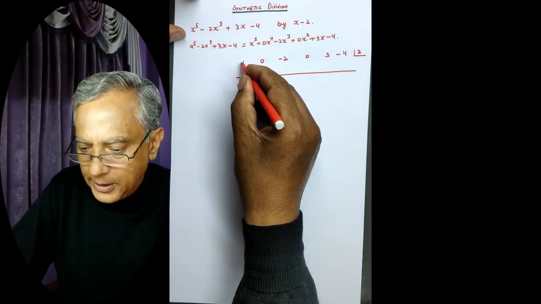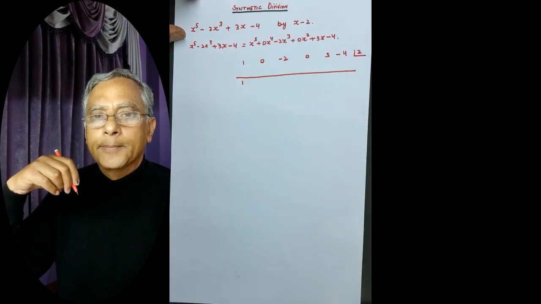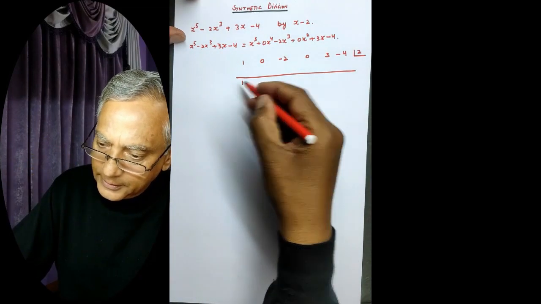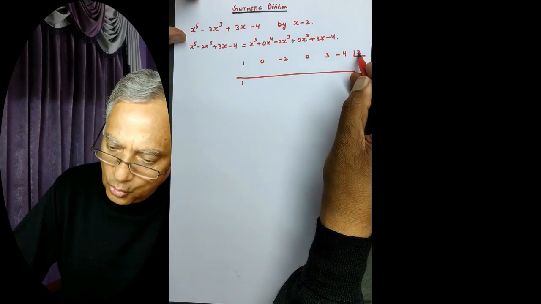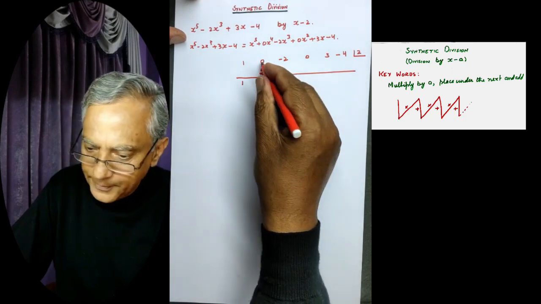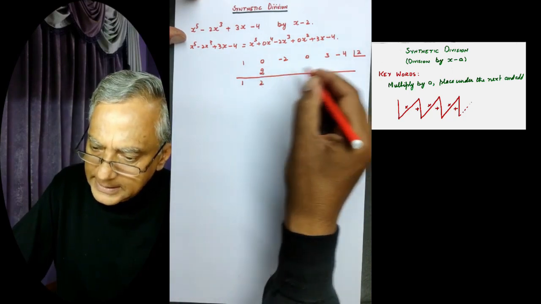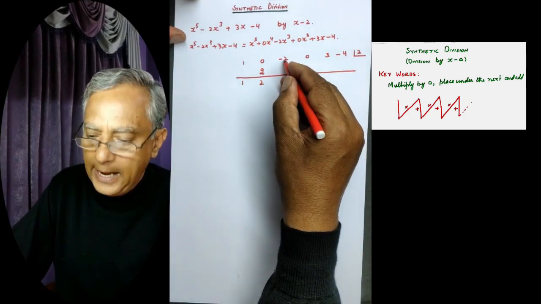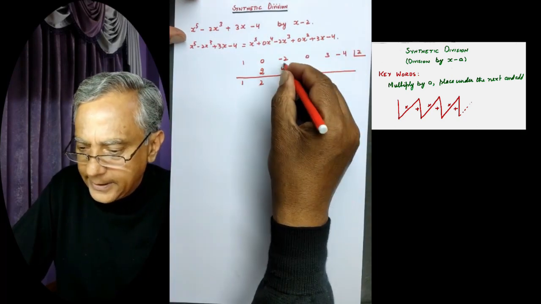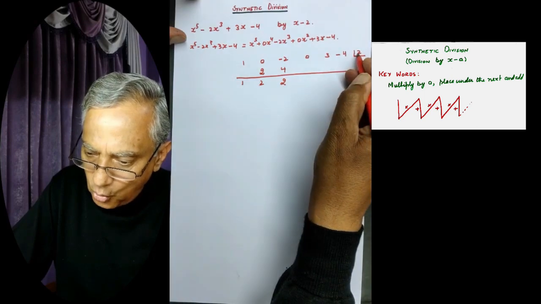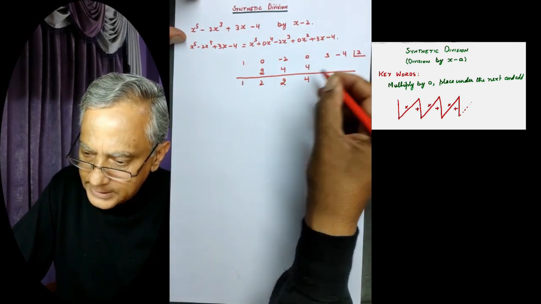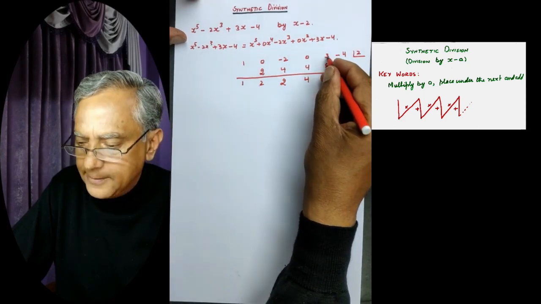Now what we do is, this is the starter. We write 1 here. And multiply 1 with this. 1 into 2 is 2. Write this under the next term, 2, add them. Multiply by this, place under the next and add. So 2 into 2 is 4, place under the next and add. 2 into 2 is 4, place under the next, add. 4 into 2 is 8, place under the next and add.